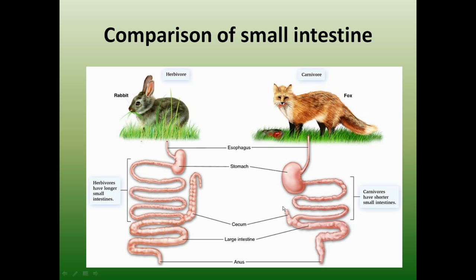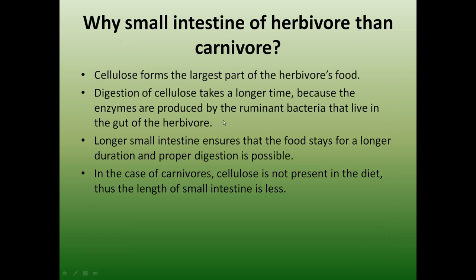Why is it so? Why is there a difference in the length of the small intestine in herbivore and carnivore? So we have to discuss the reason for this length difference in the small intestine. As you know, herbivores eat plants or plant products. They survive on plants, and plants have cell walls. From ninth standard, you can recall that the cell wall is composed of cellulose.